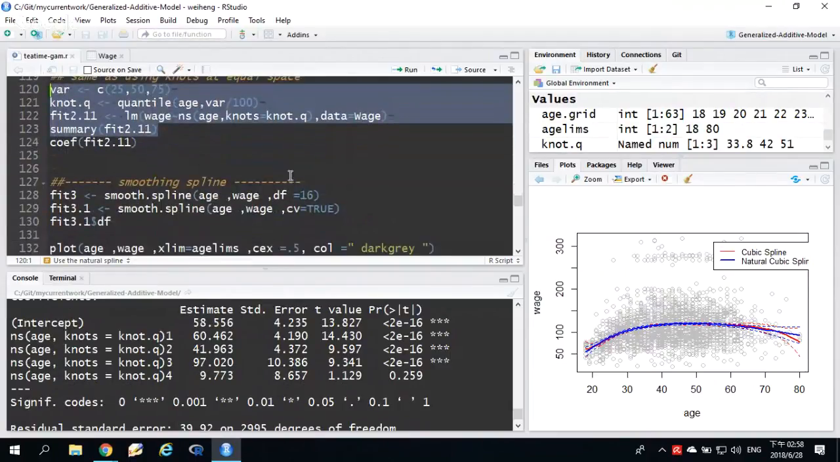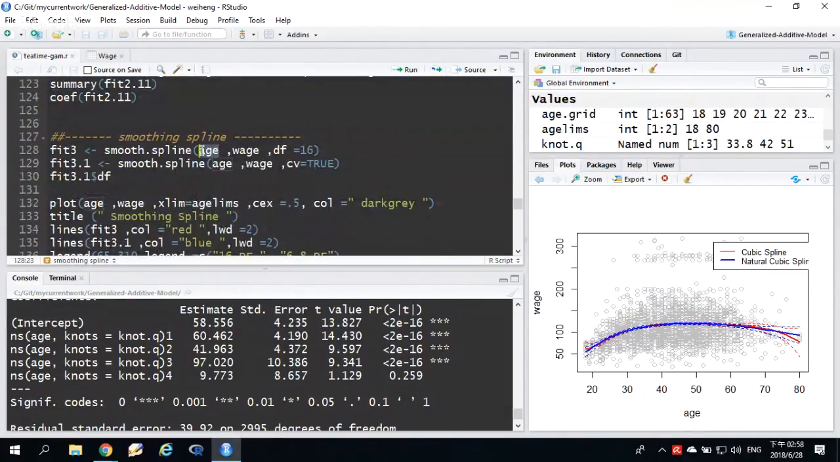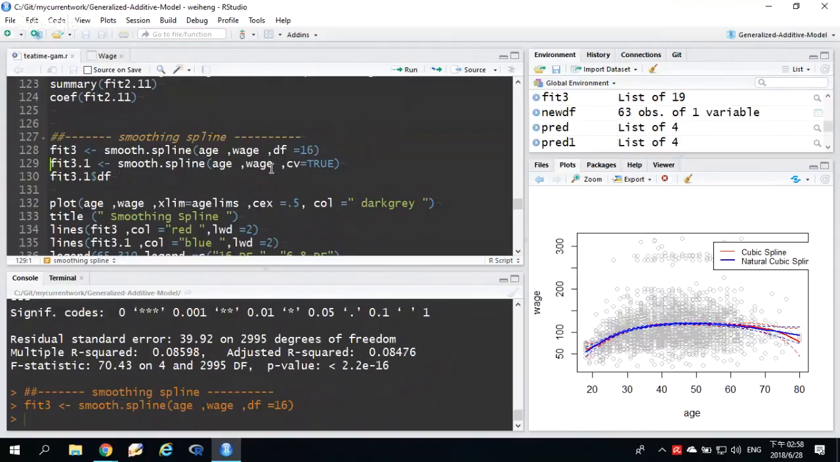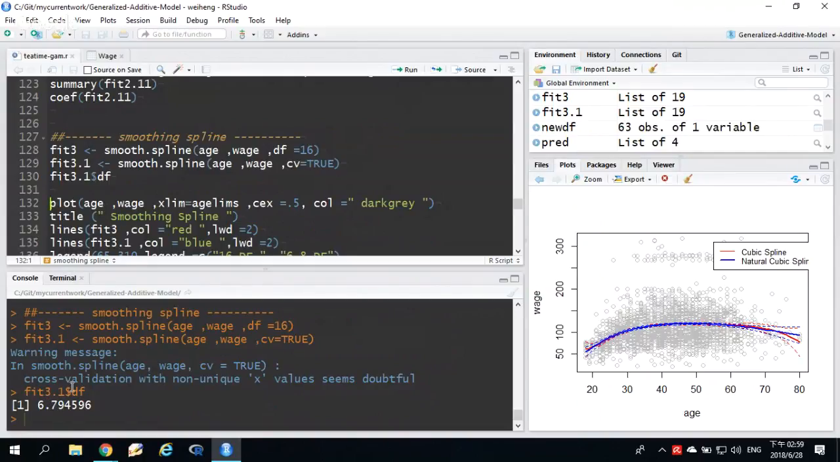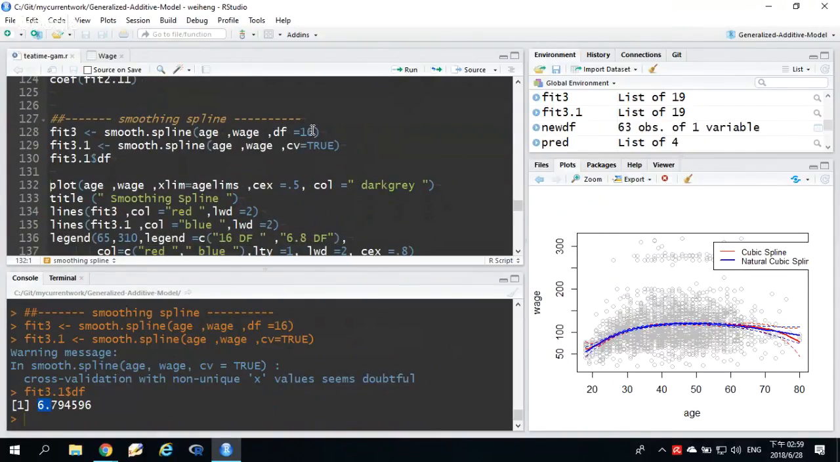And the next part will be the smoothing spline. The smoothing spline is very easy. You need to put in x, which is the predictor, and the response, and put in the df, and you can fit. You can also use CV, which is cross-validation, set to TRUE. That will show you the estimated df. So in this case, we have 6.8 df was enough for the smoothing spline, instead of 16.